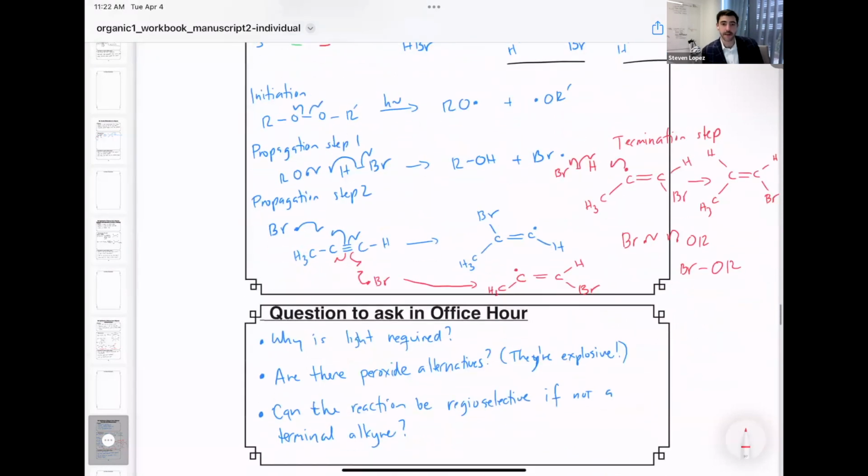So questions you can ask in office hours: 1, why is light required? 2, are there any peroxide alternatives? We know that peroxides are explosive, so maybe there's a better reaction technique. And 3, can this reaction be regioselective if it's not a terminal alkyne, if both ends of that alkyne are substituted? So with that, that's been organic chemistry in 5 minutes or less.